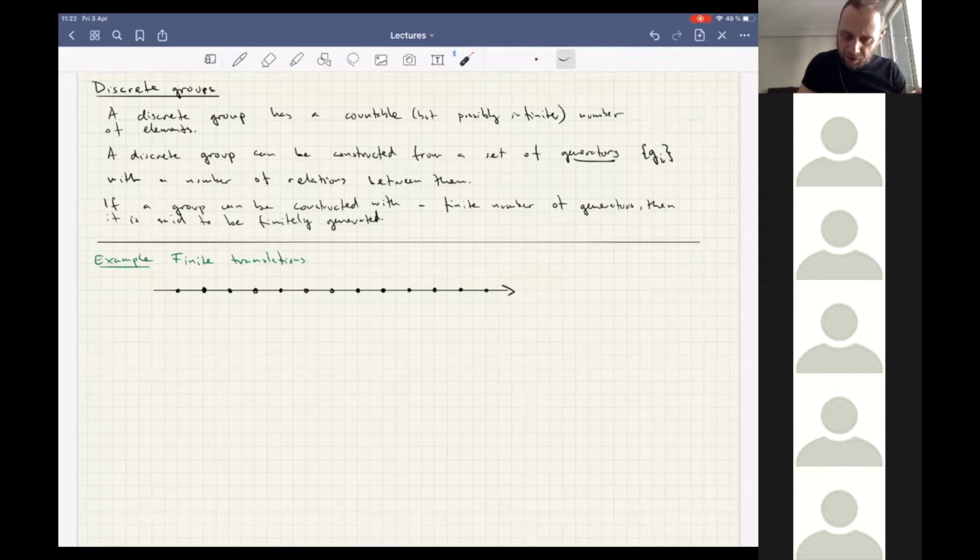Then if I introduce here the symmetries of this system, I have translations by this distance between the points, if we call this L, then translations by a multiple of L is going to be a symmetry of the system. So I'm going to have these translations by a distance L. Those are a symmetry of the system, but also translations by 2L, 3L, and so on are symmetries of the system.